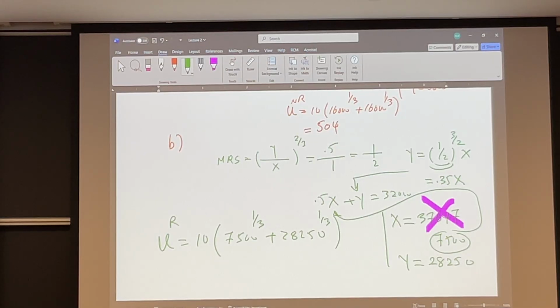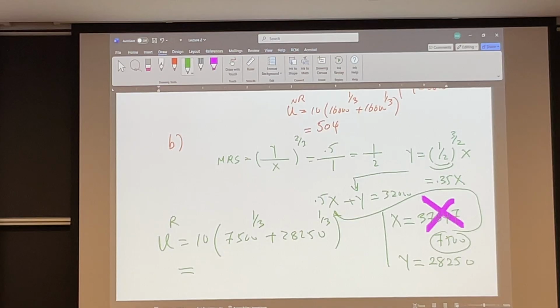How much is that one? That's the rationing satisfaction. How much satisfaction does the consumer get from the rationing scenario? Anyone?